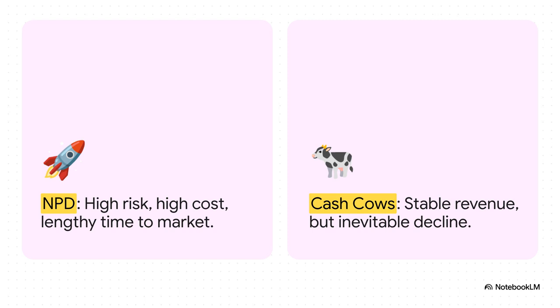You are weighing the massive financial risks, the high costs, and the long time to market of true innovation against the cozy safety of just milking your existing cash cows. Sure, the cash cow gives you short-term liquidity and stability, but if you rely on it too heavily, you're doomed to long-term stagnation. True business strategy is all about balancing those two opposing forces perfectly.